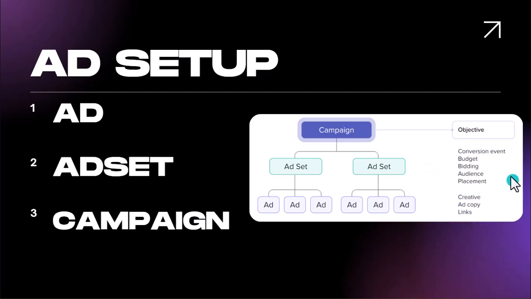Now for the ad set level, the things you set up are the placement, the audience, the bidding, the budget, and conversion. So it's not compulsory you set up all of these things. There are some that you will need, there are some you might not need. So when we start setting up the ads, we are going to see everything.